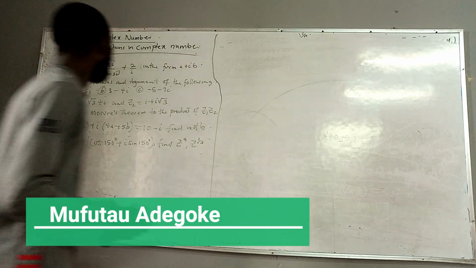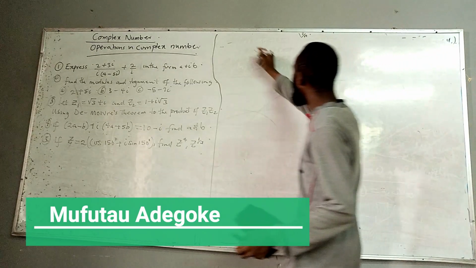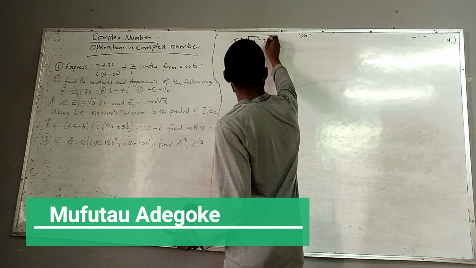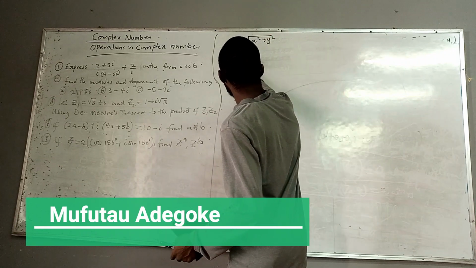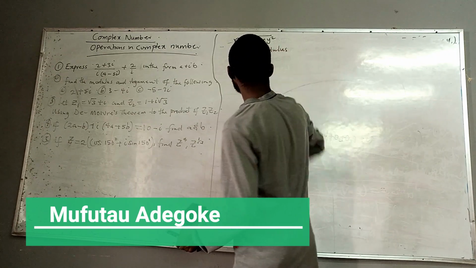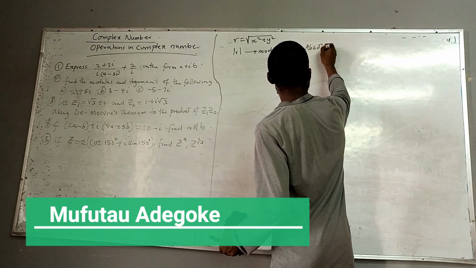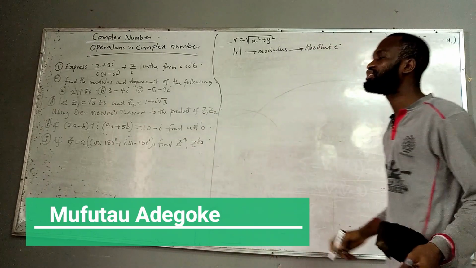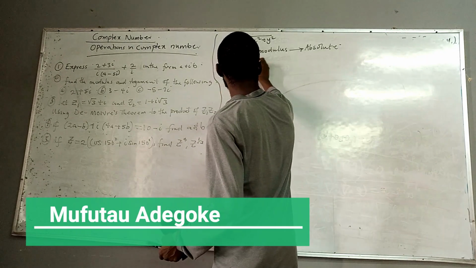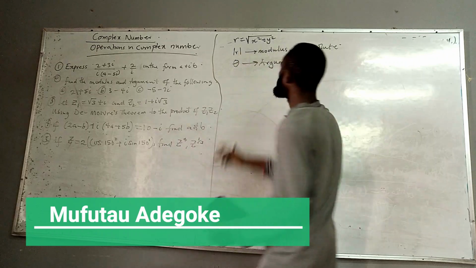Now, the second question, find the modulus and argument of the following. As I said, the R that I showed the other time, which equals the square root of x squared plus y squared, is what is called the modulus, or we call it the absolute value. Any of the two. While the theta that we also get there is what is called the argument.